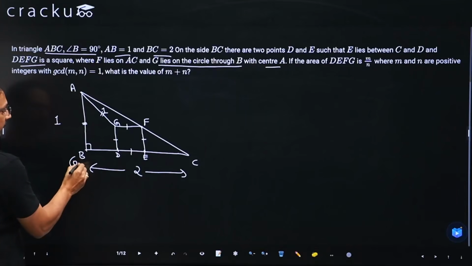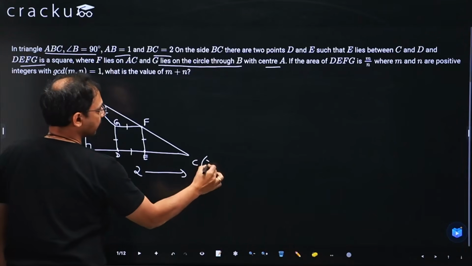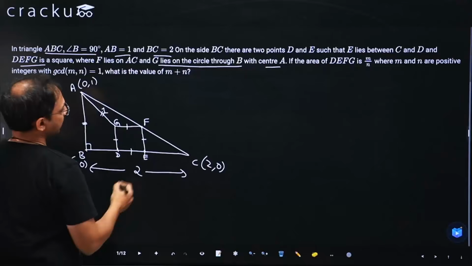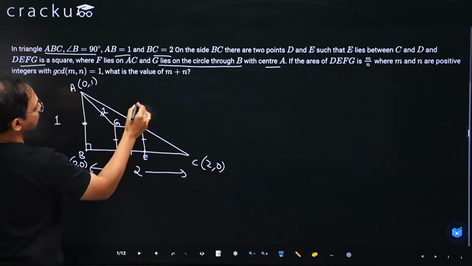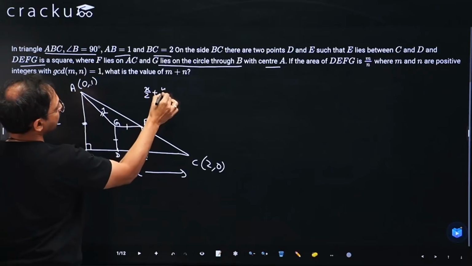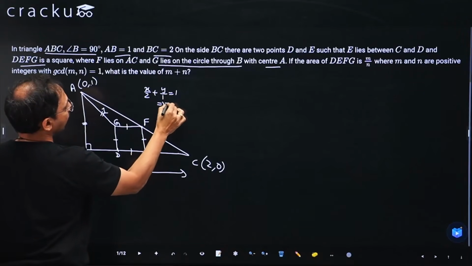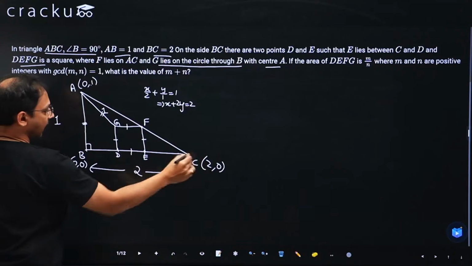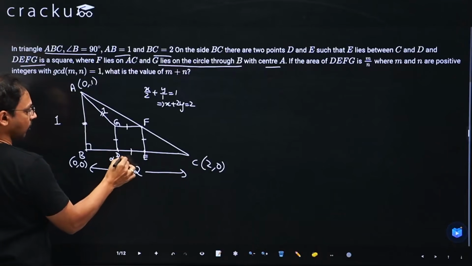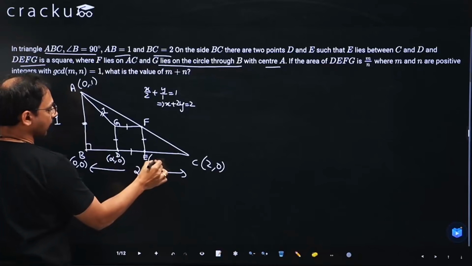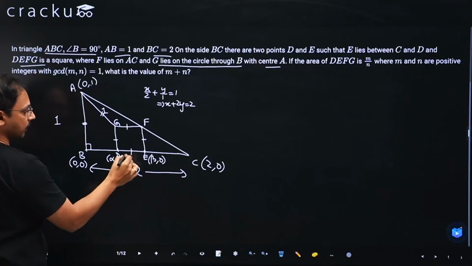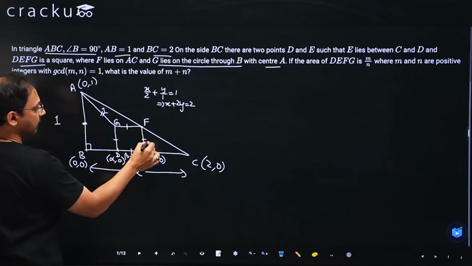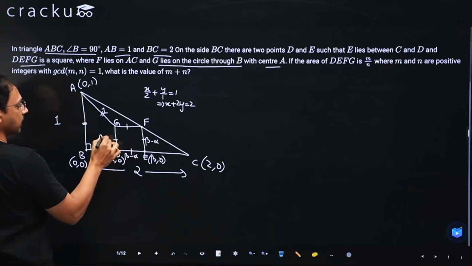So we'll assume B as the origin, C will be (2, 0) and A will be (0, 1). I can write the line equation of AC. I have the x-intercept 2, y-intercept 1. The line will be x by 2 plus y by 1 is equal to 1, or x plus 2y is equal to 2. This is the x-axis. So I'm assuming coordinates of D to be (alpha, 0) and E to be (beta, 0). So this length will be beta minus alpha, which will be the same as the other three lengths. This also will be beta minus alpha.